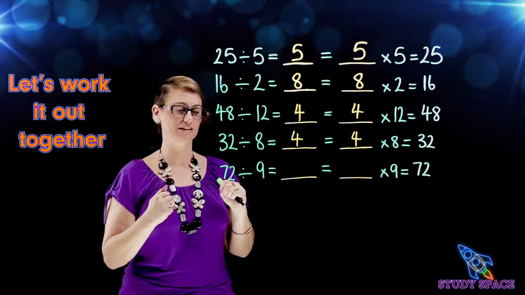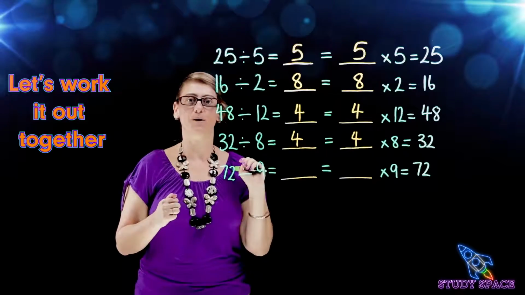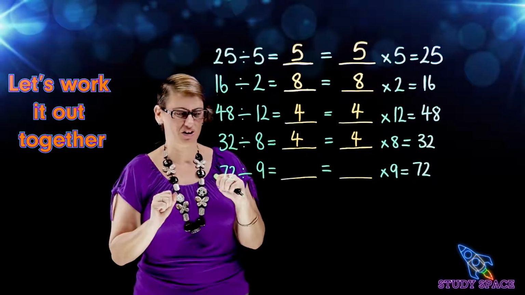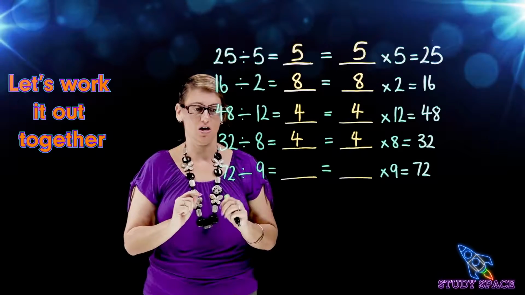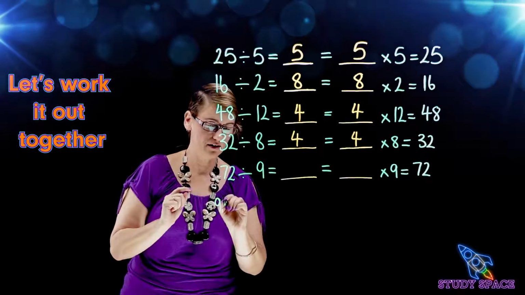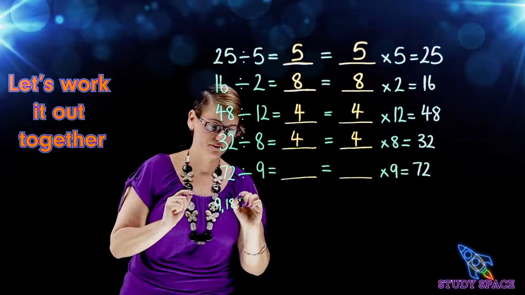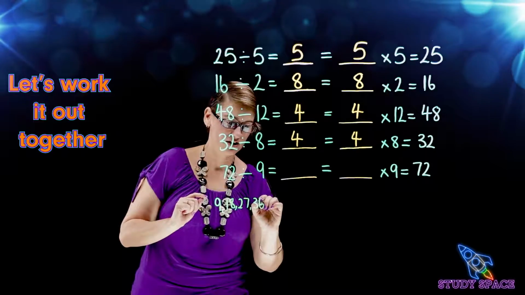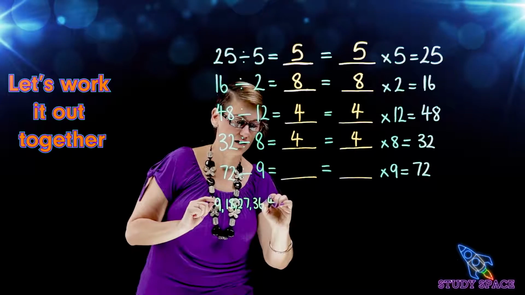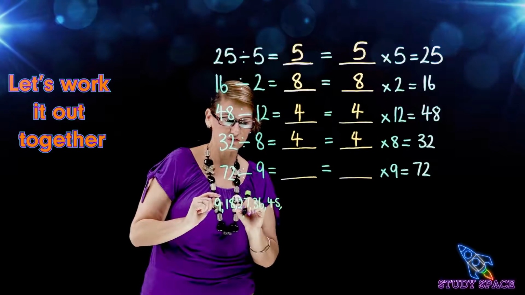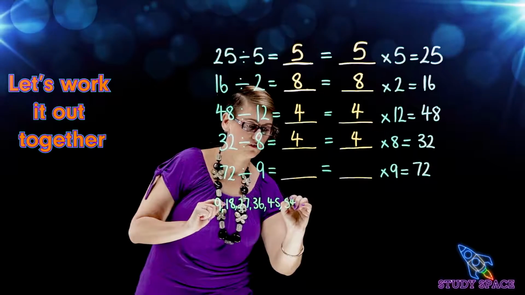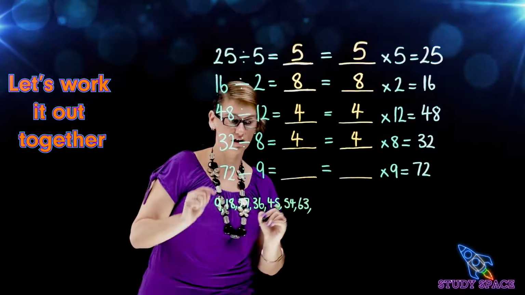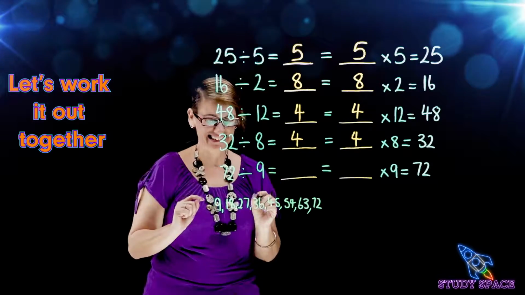Okay, and our last one is 72 divided by 9 equals what? Okay, so I get mixed up with the 9, so I need to write this down. Okay, so let's count by 9s. So we've got 9, 18, 27, 36, 45, 54, 63, 72. We needed to get to 72. So how many have we got?